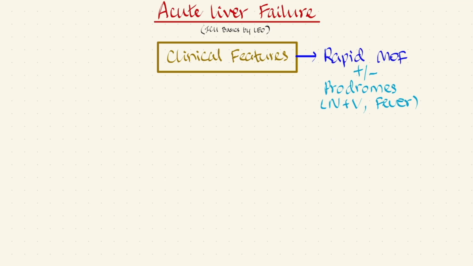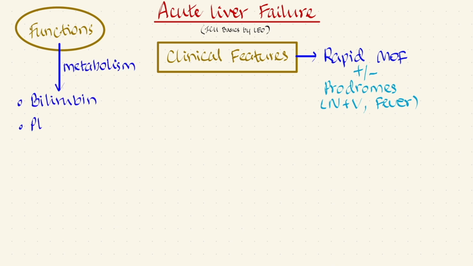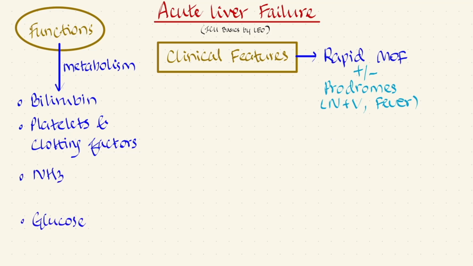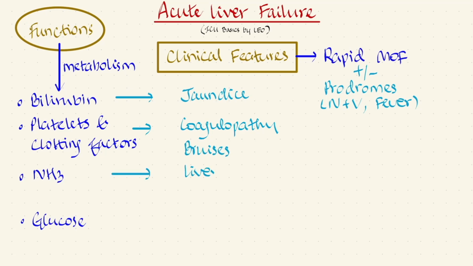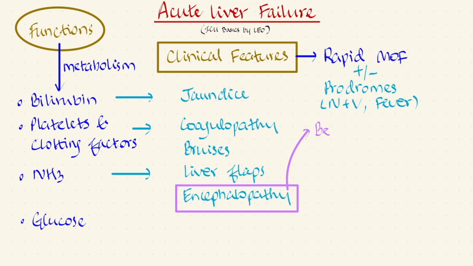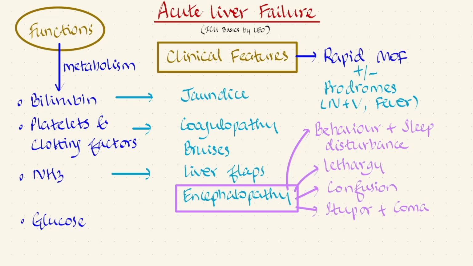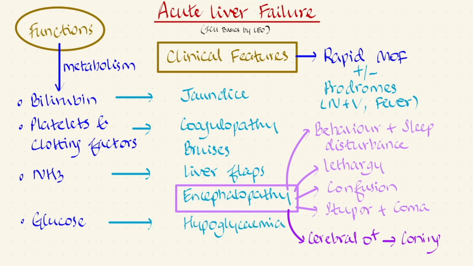Physiologically, as one of the major body organs, the liver does lots of functions, including metabolism of bilirubin, platelets, clotting factors 1, 2, 5, 7, 9, 10, ammonia, and glucose. Therefore, if the liver starts to fail acutely, patients can present with jaundice, coagulopathy with usually INR more than 1.5 and bruises, flapping tremors, and hepatic encephalopathy. Hepatic encephalopathy can be graded from changes in behavior, sleep, disorientation, lethargy, and confusion to stupor and coma. In extremis, it can progress to cerebral edema and brainstem herniation. Hypoglycemia must be actively sought, monitored, and treated as well.